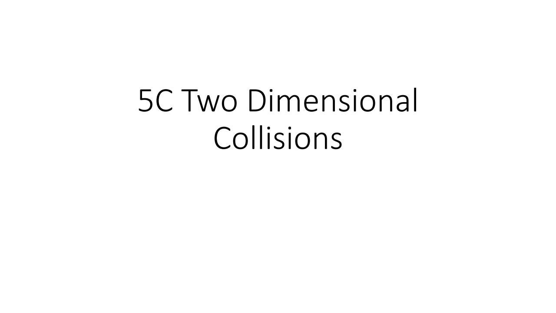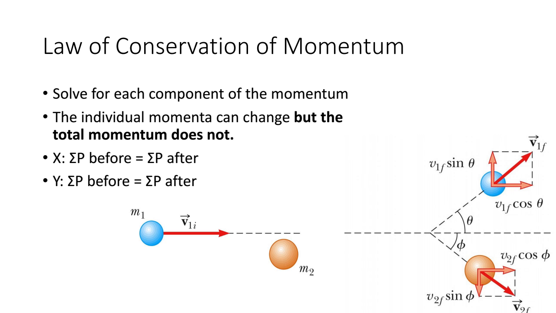Two-dimensional collisions. In a two-dimensional collision, objects are moving in both the x and y directions. You'll have to solve for each component of the momentum in x and y. Each object's individual momentum can change, but the total momentum cannot.